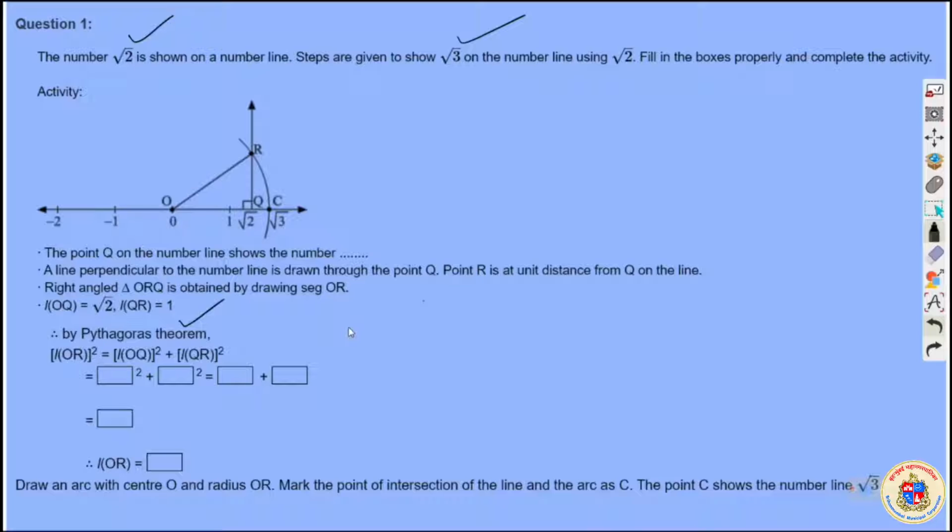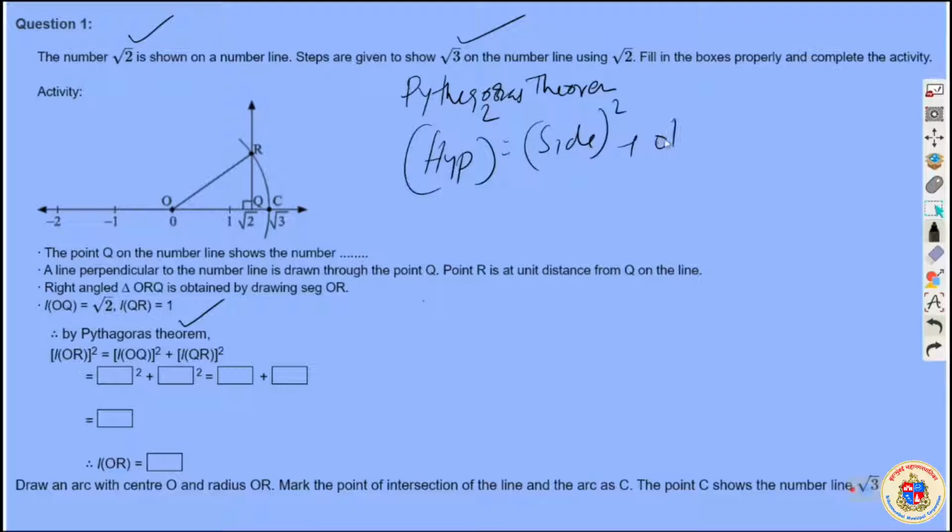What actually we are doing is, according to Pythagoras theorem, we know that hypotenuse square is equal to sum of the squares of other two sides in a right angled triangle. This principle we are using in solving the situation here.